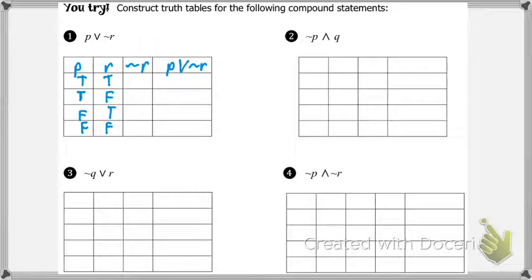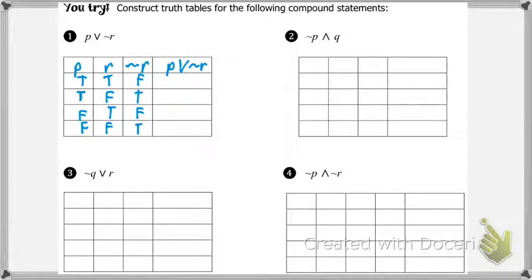Notice the second column alternated: true, false, true, false. That's going to be a theme we'll see here with our last statement. Now, not R. So if R is true, what's not R? False. If R is false, not R is true. Now we should notice our R and our not R should be exactly opposite of each other. That should happen on purpose because the statement and its negation are always opposite.